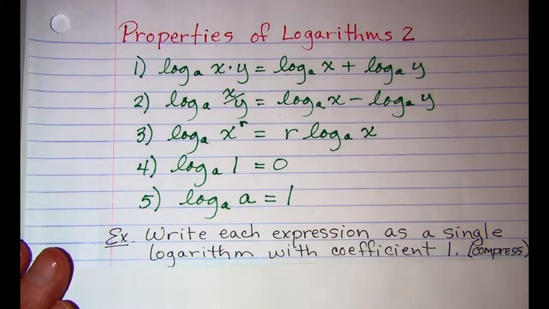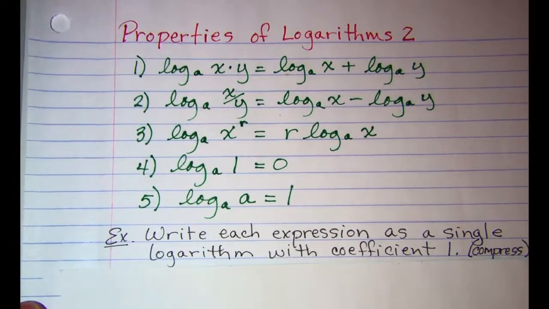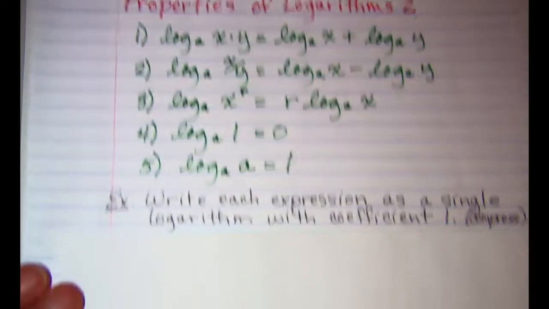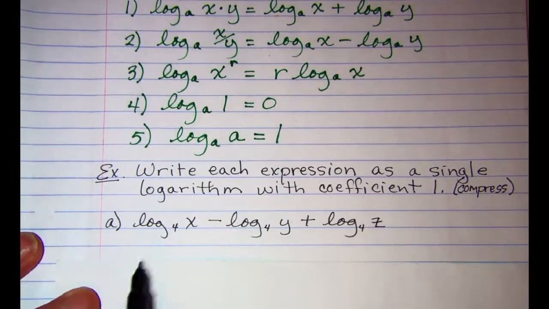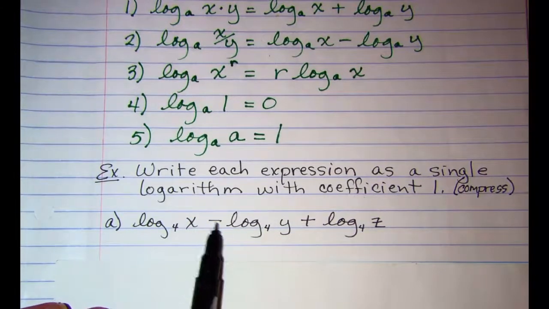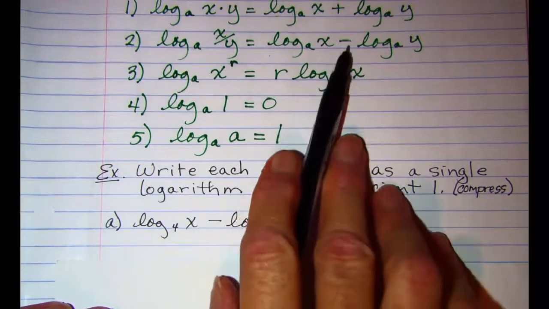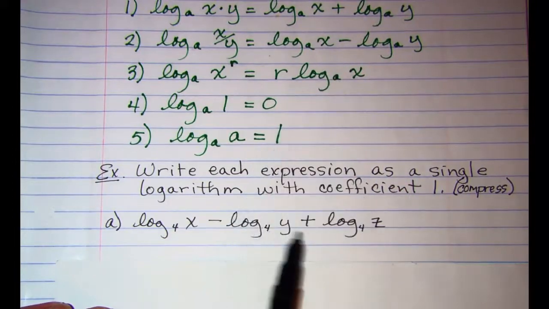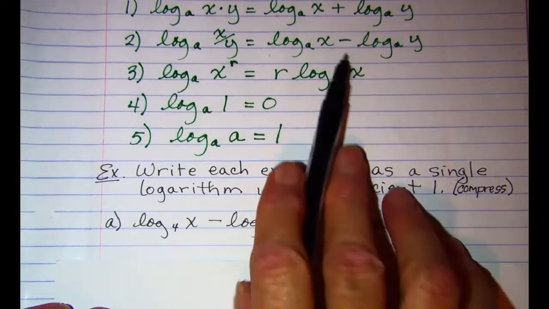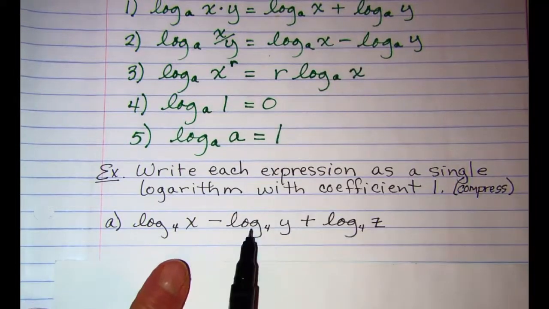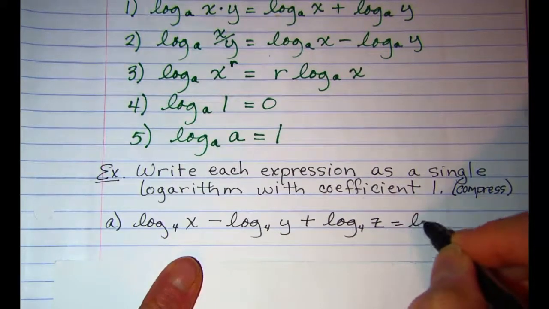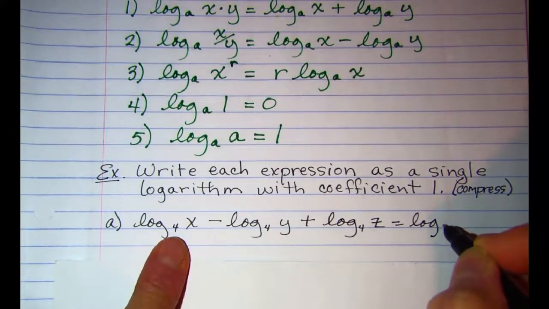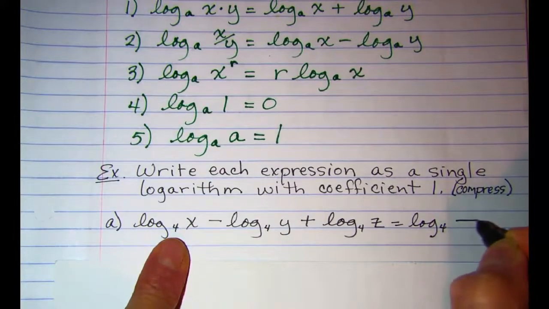Alright, we're asked to write each expression as a single logarithm with the coefficient of 1. Sometimes this is called compression. Our first example, we have subtraction, which is an indication that we'll be using property 2. And we have addition, which is property 1. Since I know I'm going to be using property 2, I'm going to write this as a single log. The base is 4, and I'll have a fraction.